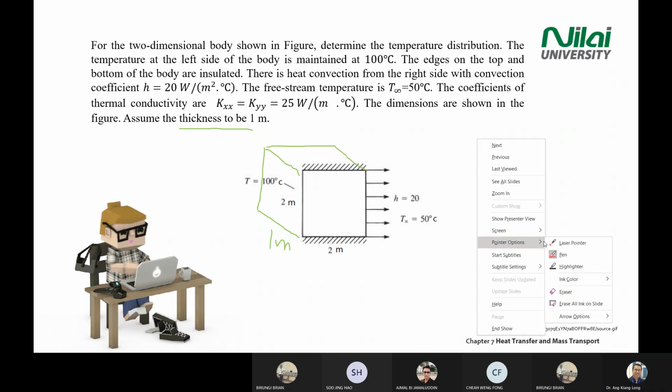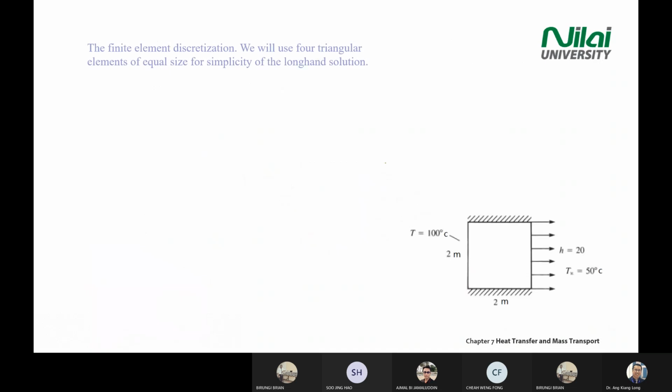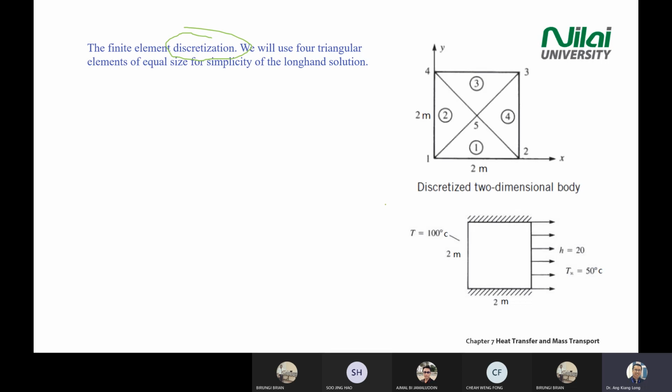Then we solve. So the first one is to do meshing or discretization process. Step 1 is discretization. So we need to break this diagram on the right hand side corner into smaller pieces. The shape that we learned just now is triangular. So the simplest one is to break into 2 triangles. In this case, we break into further 4 triangles. So the more triangles that you break into, the more accurate the answer. So this tutorial question breaks into 4.